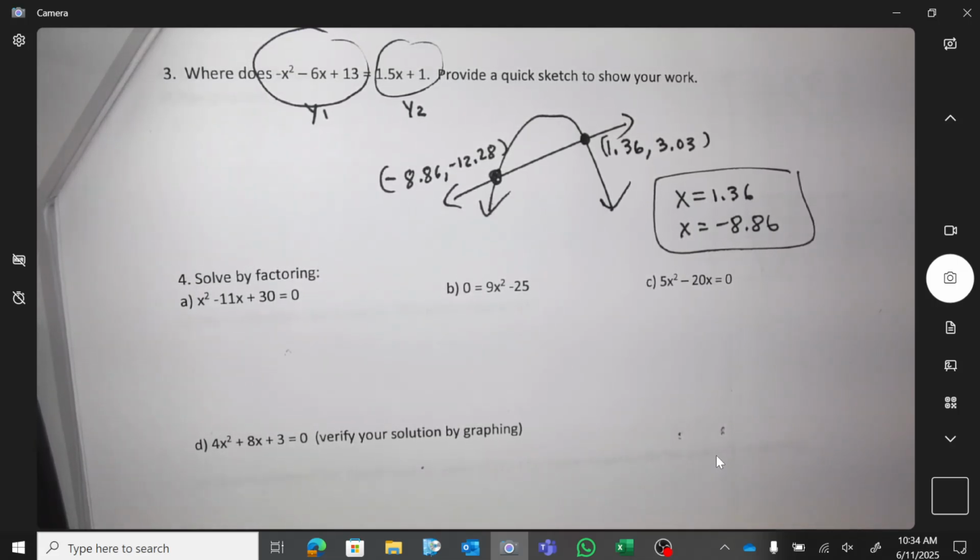What do you think this looks like physically? Intersection. Yeah.